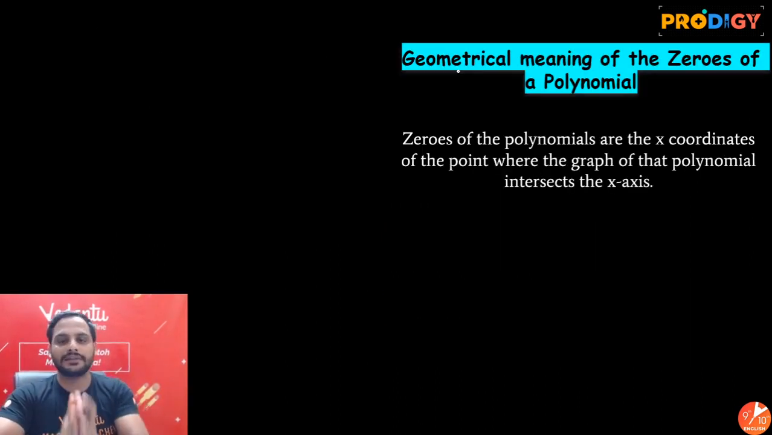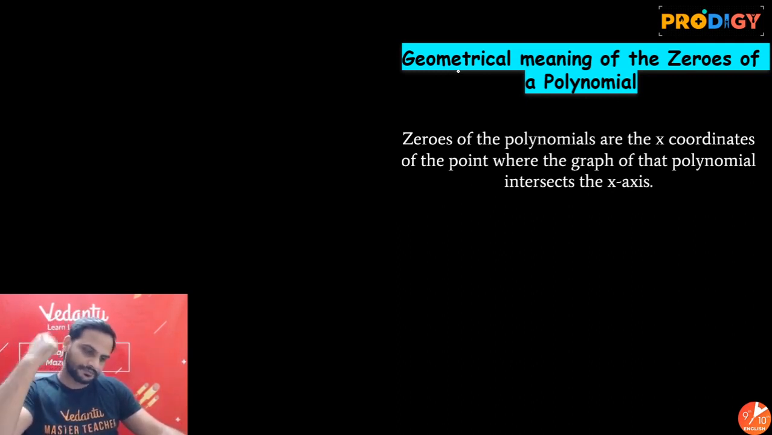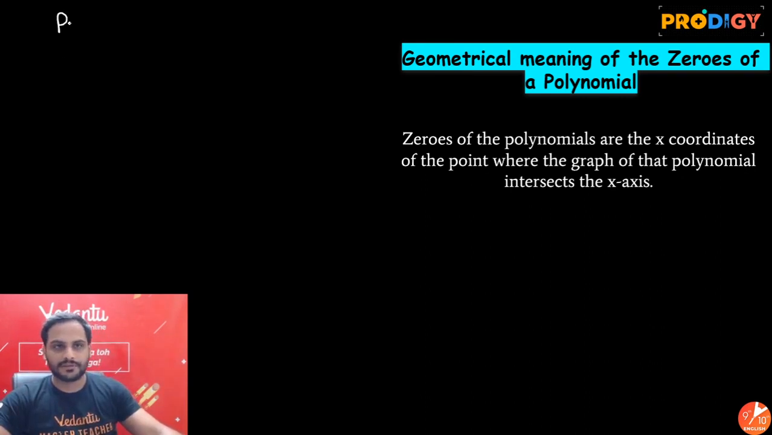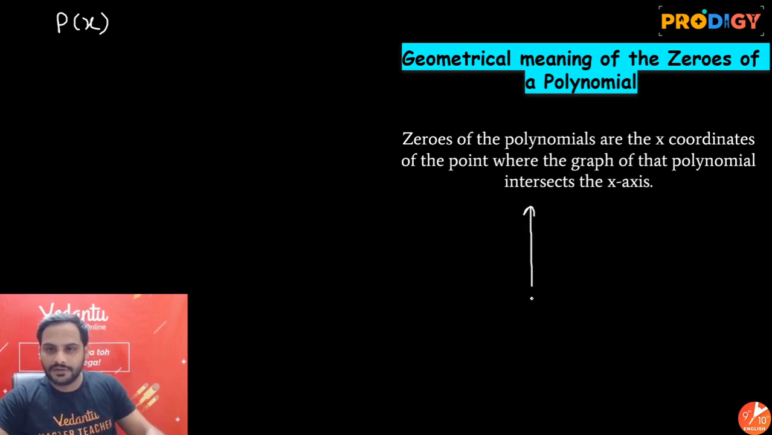Now come to our next topic, which is very important: the geometrical meaning of the zeros of a polynomial. Now beta, understand it once, and I'm telling you, you'll remember this topic throughout, you'll never forget it. It is that easy. Try to understand this. Beta, look, suppose I give you a polynomial p(x), how do we draw the graph of this polynomial? So let's say this is the graph. Beta, I need x coordinate and y coordinate both.